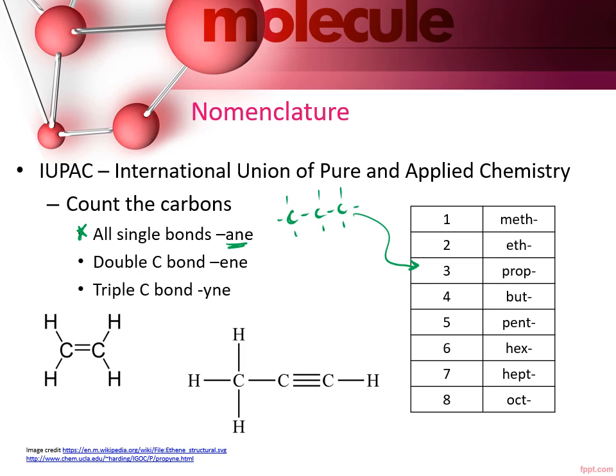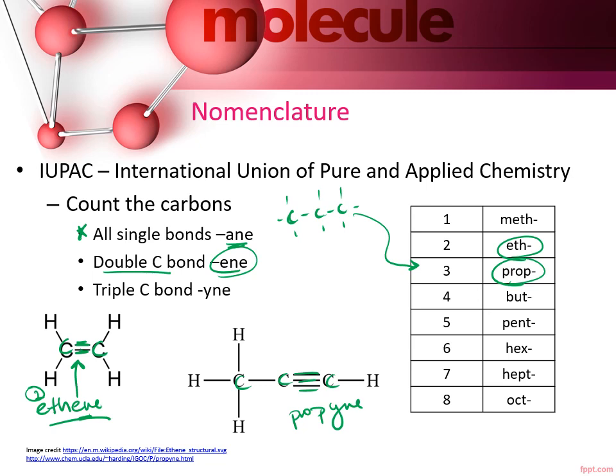But if I start adding in different kinds of bonds, if I have a double carbon bond, we're going to end in ene instead. So this is 1, 2. 2 is eth. But because I have that double bond here, I'm going to call it not ethane, but ethene. So eth for 2 carbons, ene because I have a double bond. And if I have a triple bond, it's going to be yne. I have 1, 2, 3 carbons. 3 is prop. This is propyne. Propyne. Ethene. This was propane. So far, so good?